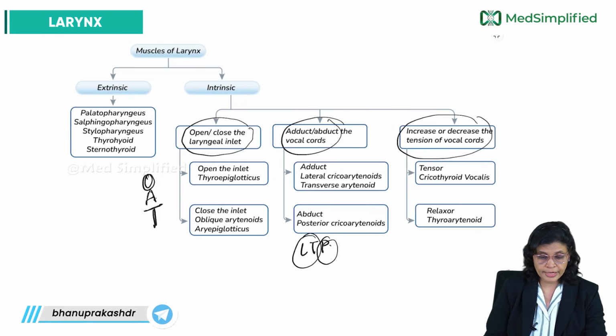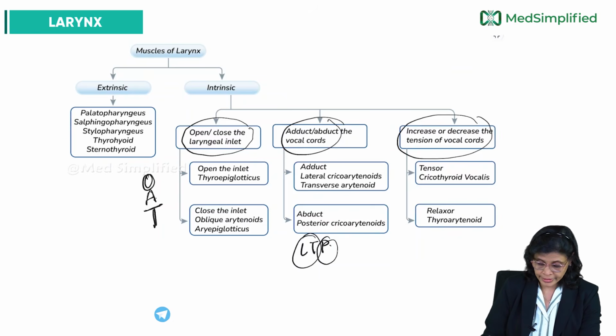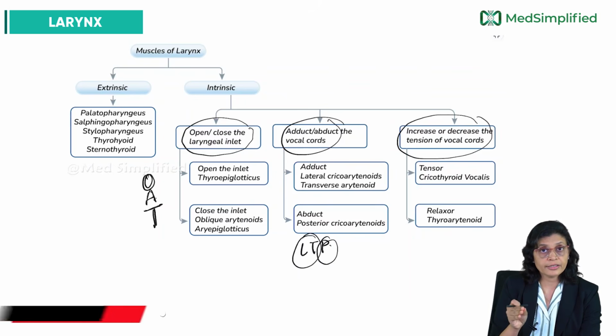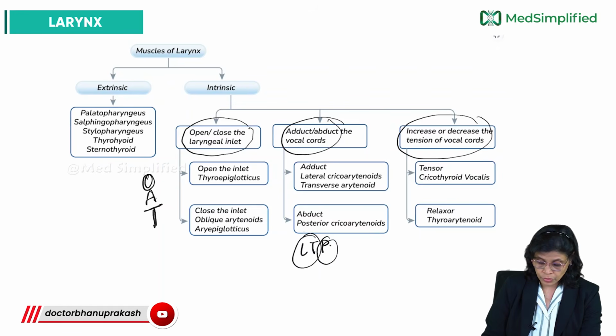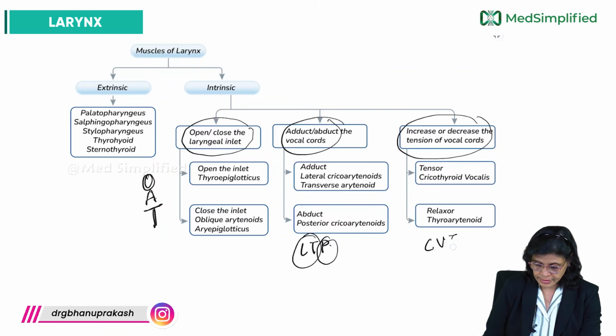It is known as the safety muscle of the larynx, the posterior cricoarytenoid, because it will abduct so that the laryngeal inlet doesn't close. So there is no obstruction to the airway. That is brought about by this abductor, the posterior cricoarytenoid. Then among the muscles which increase or decrease the tension of the vocal cords, we have three muscles, CVT.